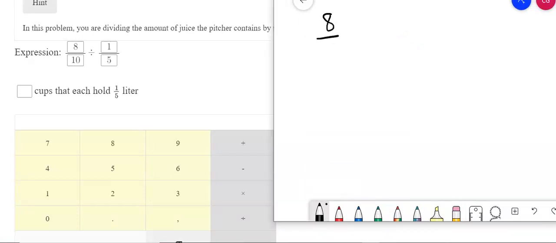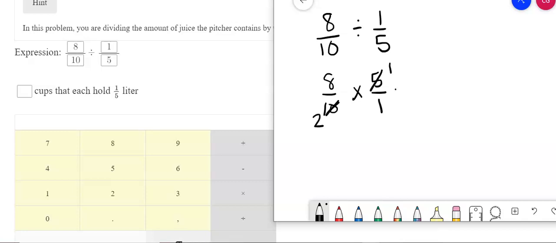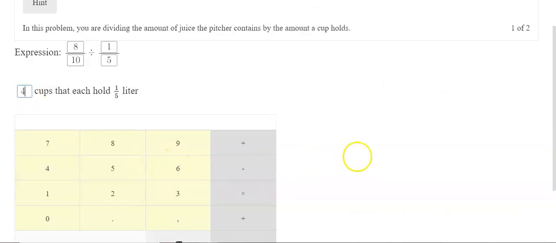So I have 8/10 divided by 1/5. Our first fraction comes down. Our division changes to multiplication, then we flip. Our 5 and our 10. 5 goes into 5 once. 5 goes into 10 twice. 8 times 1 is 8. 2 times 1 is 2. 2 goes into 8 4 times, so we get 4 cups.